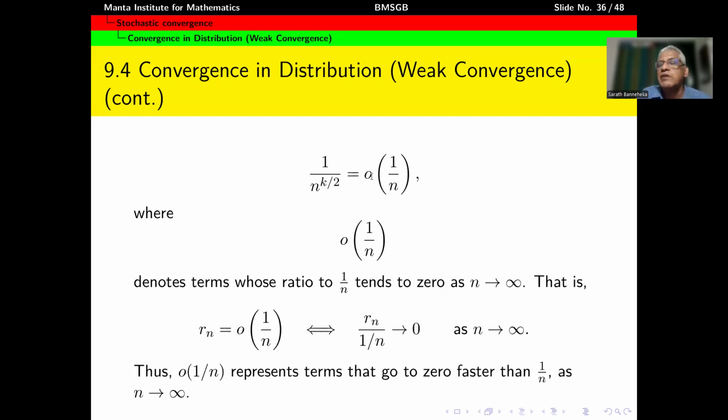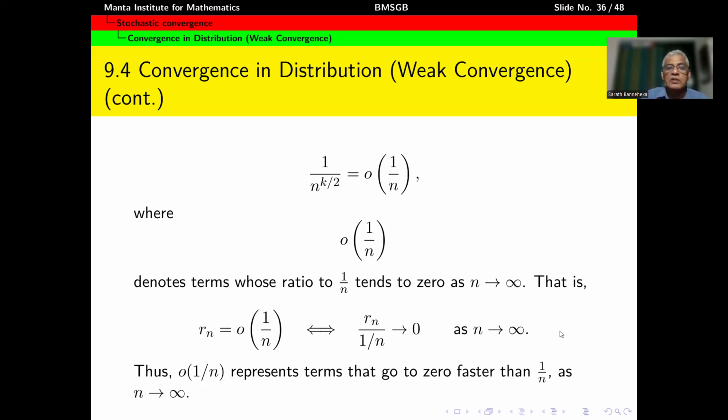So there are several ways of explaining this simple o notation, or little o notation. I have just written down some of those ways of expressing that. Where o within bracket 1, or simple o, there is a big O also. Here we are using little o. o within bracket 1 over n denotes the term whose ratio to 1 over n tends to 0 as n goes to infinity.